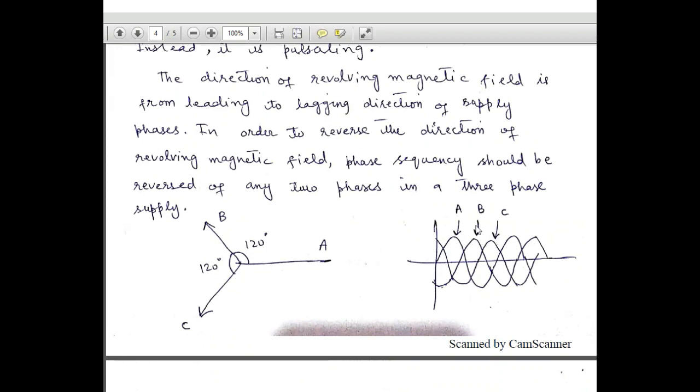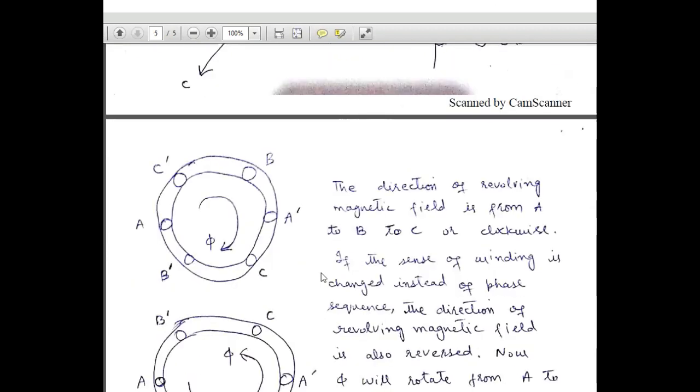Similarly, if we interchange A and C, again the direction of magnetic field will be reversed. So if we interchange any two phases, the direction of revolving magnetic field will be reversed. Secondly, if we want to reverse the revolving magnetic field, we can either change the phase sequence, or we can change the sense of winding.